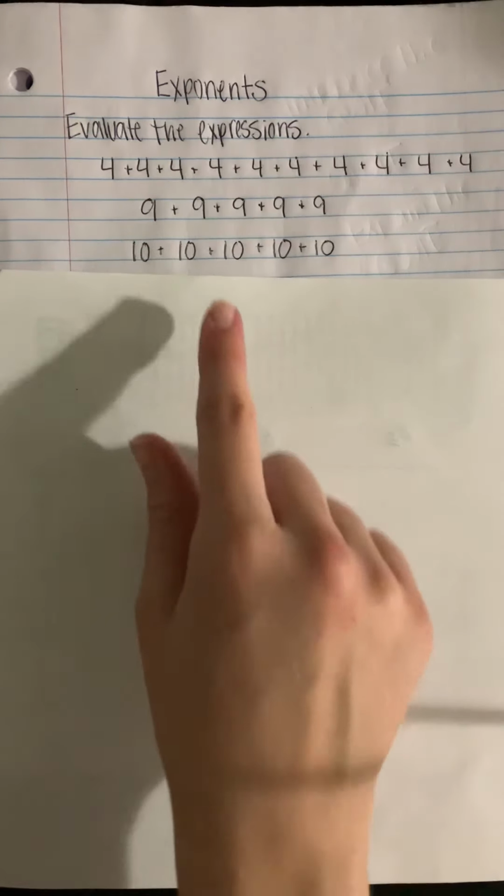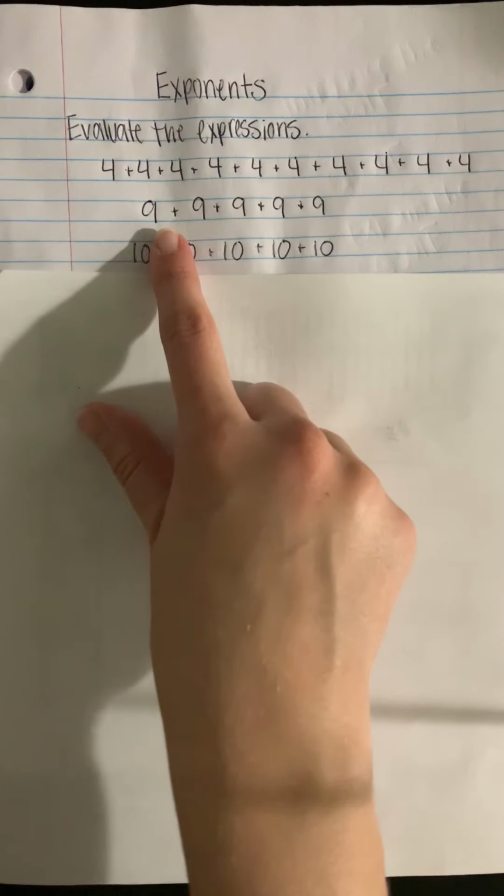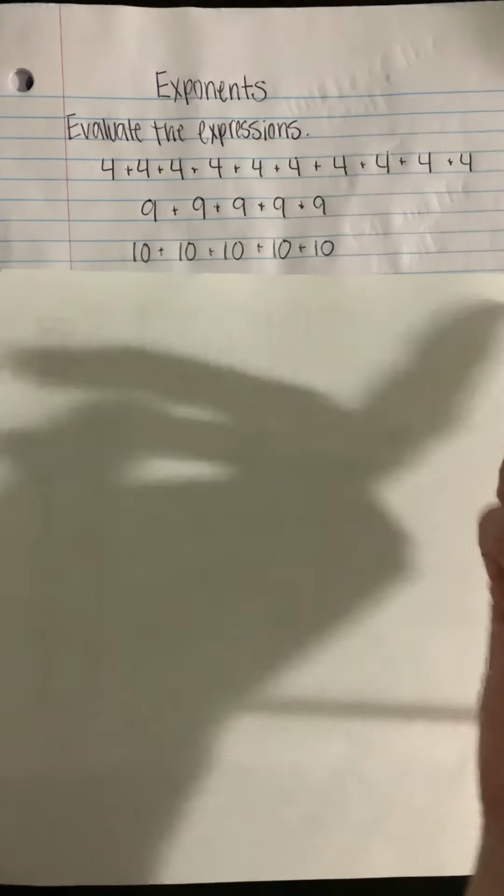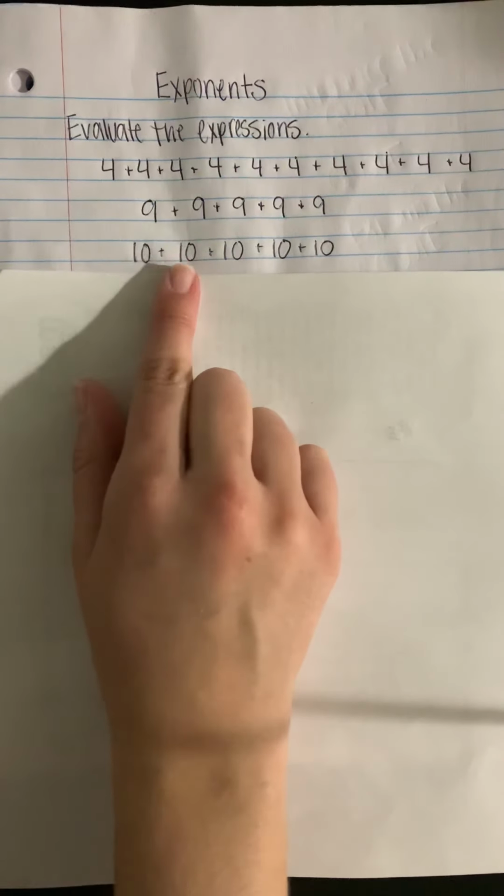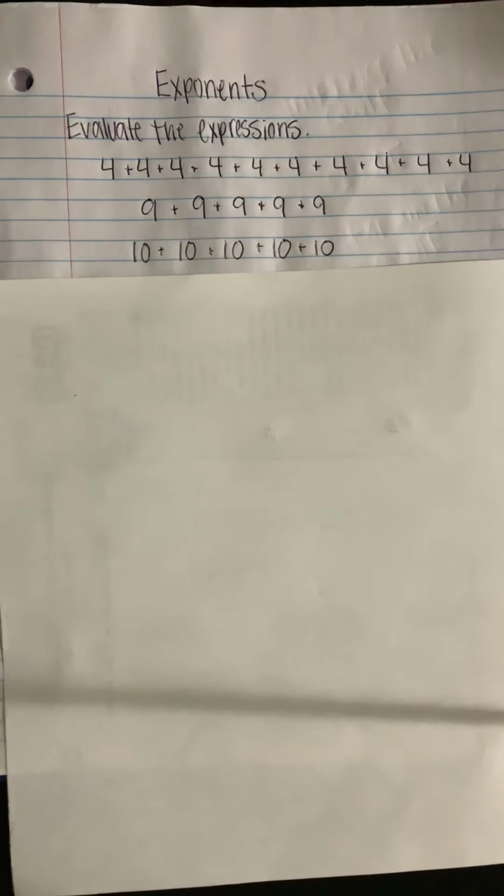Since this is repeated addition, you might also say, oh, well, we can use multiplication because multiplication is just repeated addition. So we could do 9 times 5 instead of adding. You could skip count. We could do 10, 20, 30, 40, 50. In this lesson, we'll be using exponents.